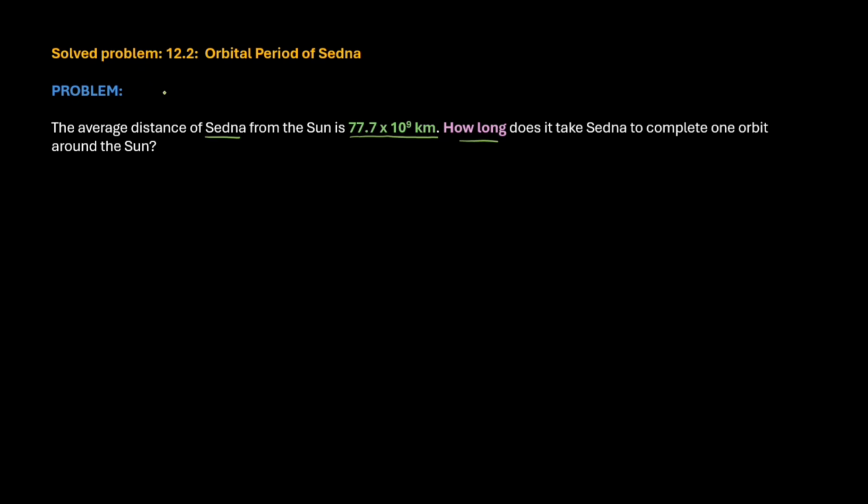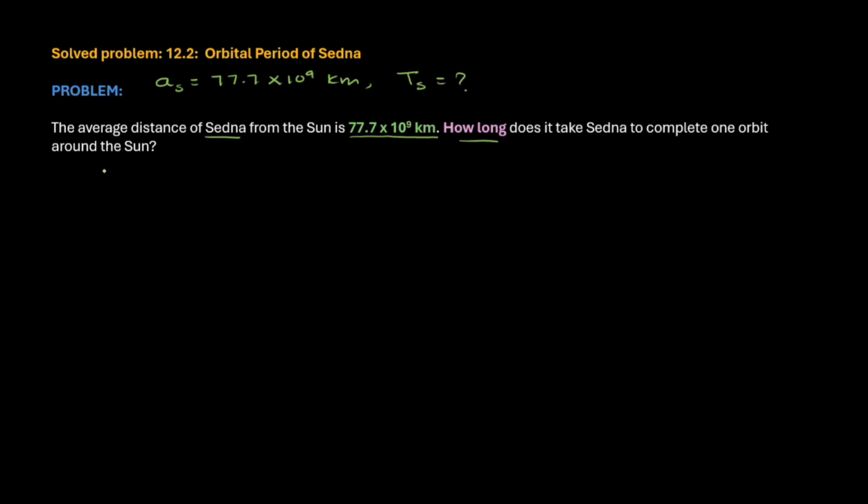So here in this question, they have given us the average distance of Sedna from the Sun, which we write as A for Sedna, 77.7 times 10 to the power 9 kilometer. And we need to find how long it takes for Sedna to complete one orbit around the Sun, which is nothing but its orbital period T. So here we are going to use Kepler's third law to solve this problem.